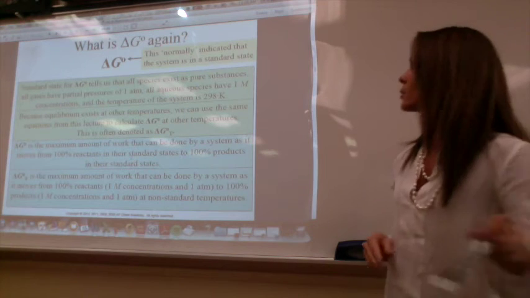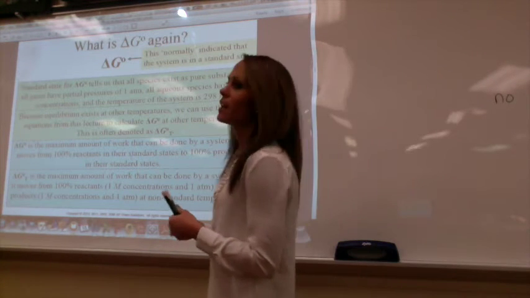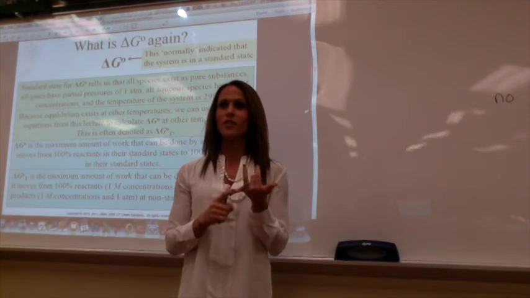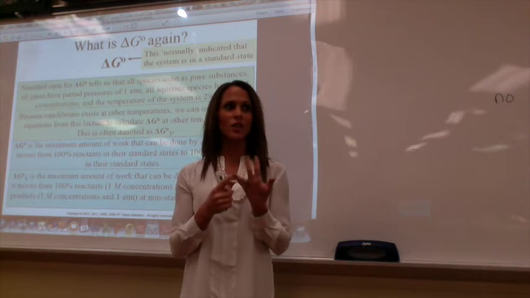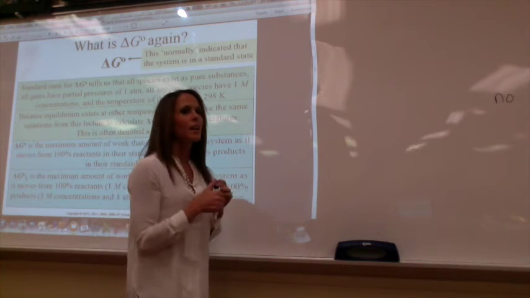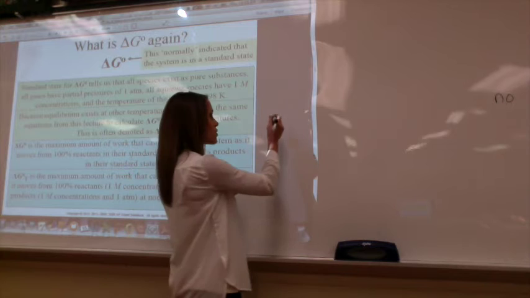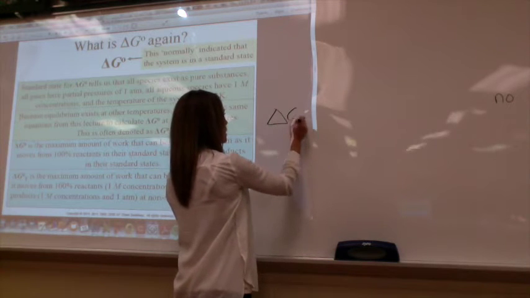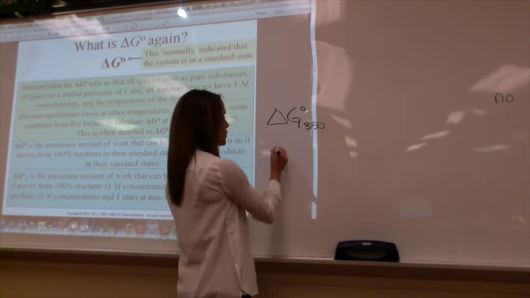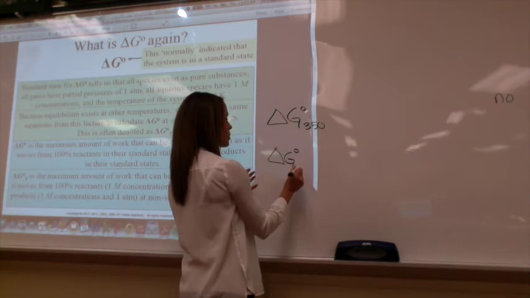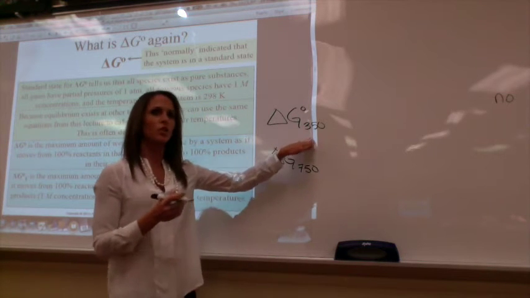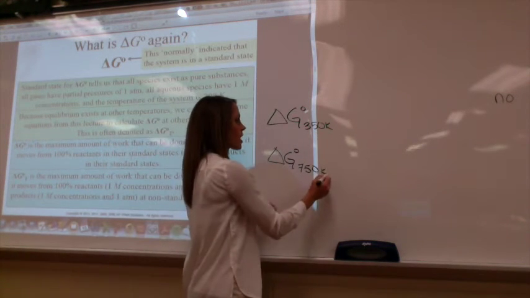All right, what is delta G naught again? What does the naught symbol mean? It means 25 degrees Celsius, 1 atmosphere, and 1 molar concentrations, which we haven't really used yet. Except that the AP exam and scientists do this, where they write delta G naught, and then they put like 350, or they'll write delta G naught, and then they'll put like 750. In other words, this is the temperature in Kelvin of the experiment.